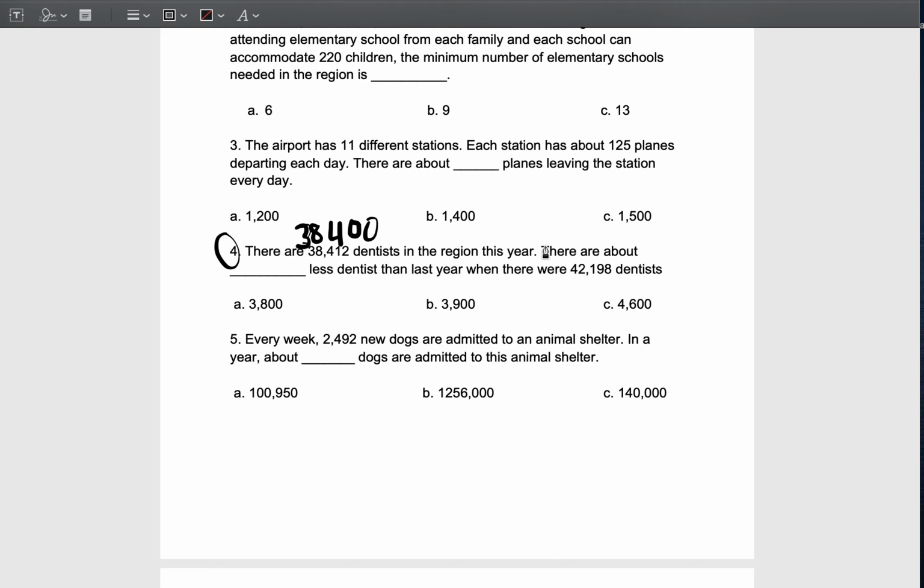And for 42,198, we're going to think of this number as 42,200, because 98 is 2 away from 200. And since it says fewer dentists, which is basically less than, I know that I have to subtract this. So 42,200 minus 38,400.